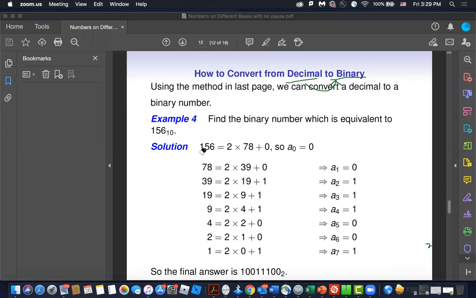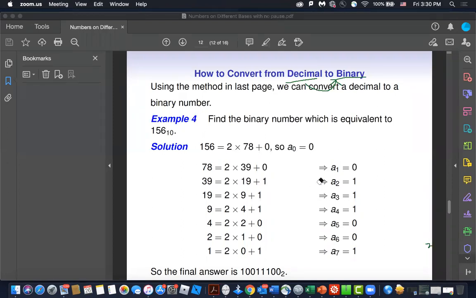First of all, we do 156 divided by 2. So it's 2 times 78 plus 0. So the remainder, a sub 0, is 0. Remember, that is from the right: the very rightmost digit is 0. Next, this time the quotient is 39, so we put 39 here. 39 divided by 2 is 2 times 19, and the remainder is 1.